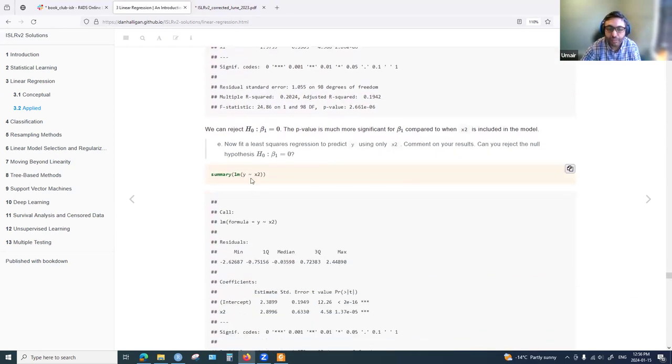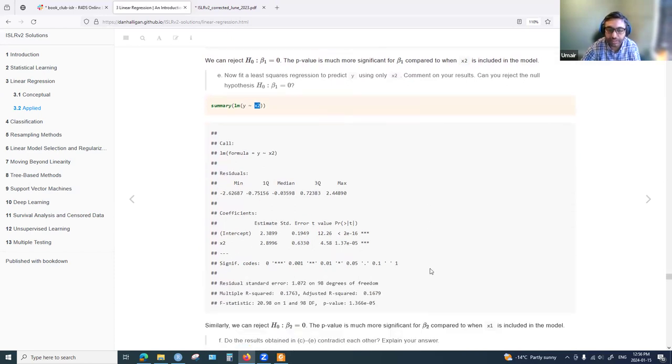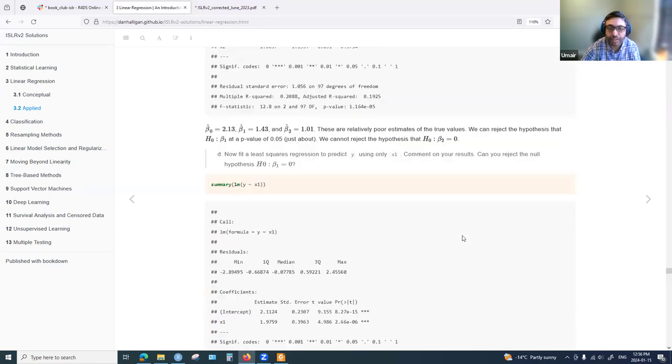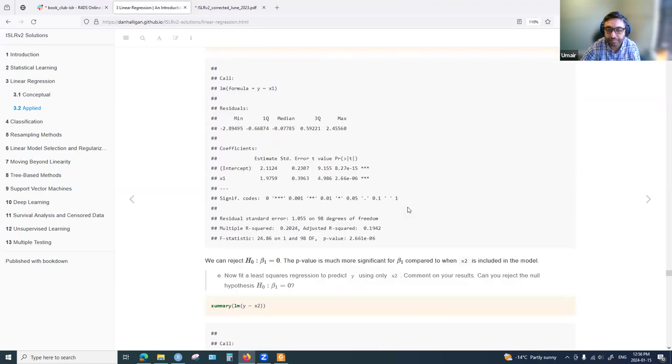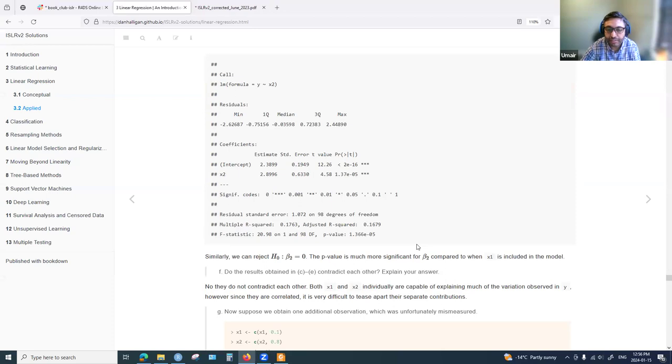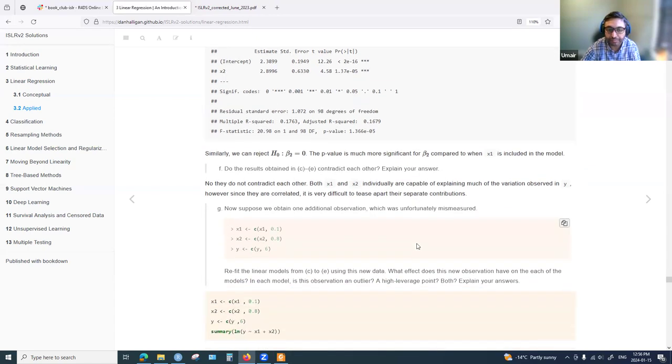And we also fit the model with x2. Since x1 and x2 are correlated, we expect that x2 is a proxy of x1. And we get, again, a significant coefficient for x2 as well. In the original model, that was not the case. So this means that if we have a collinearity problem, it's better to drop one of the two predictors.